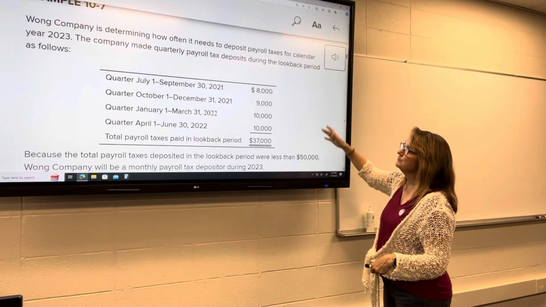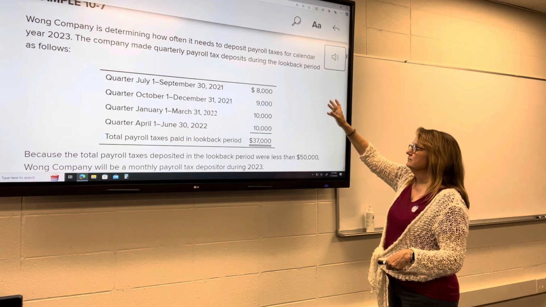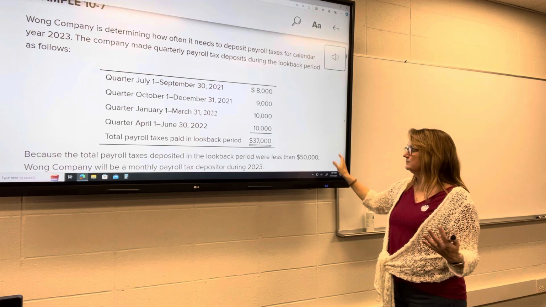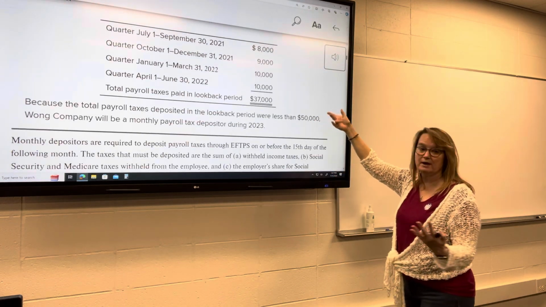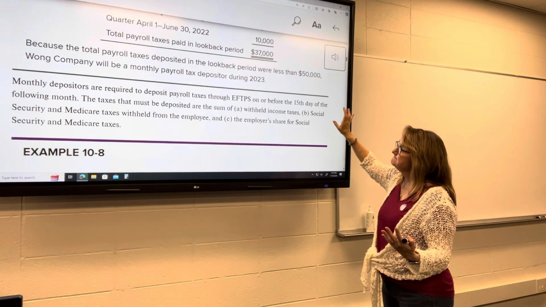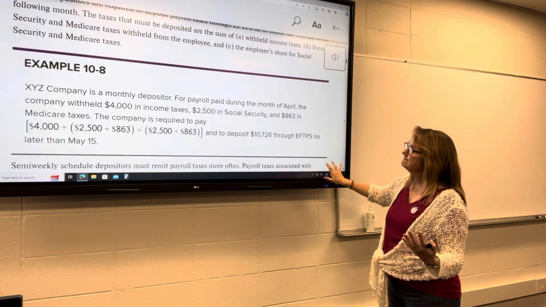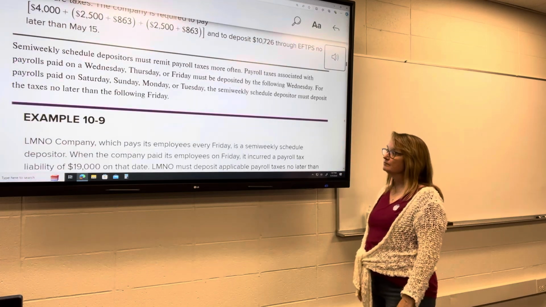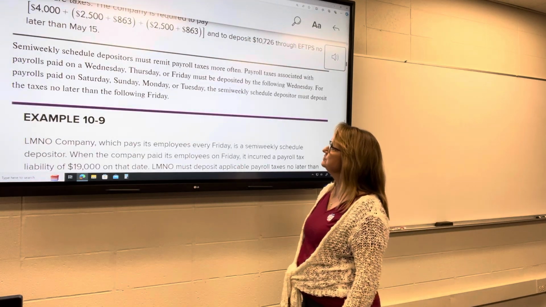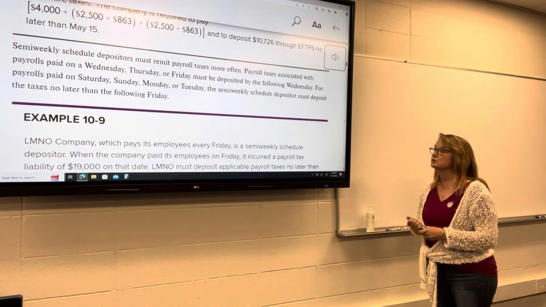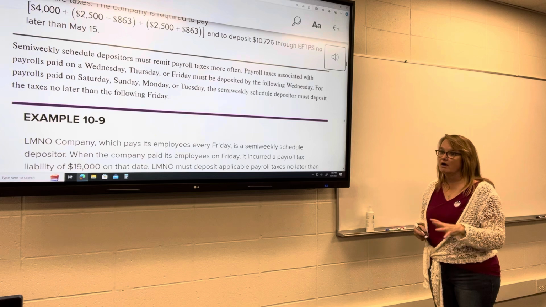So here's an example. This company had $37,000 of total deposits during that look back period. They're going to be a monthly scheduled depositor for next year. Semi-weekly. So if you're a semi-weekly scheduled depositor, presumably you deposit those payroll taxes more often.